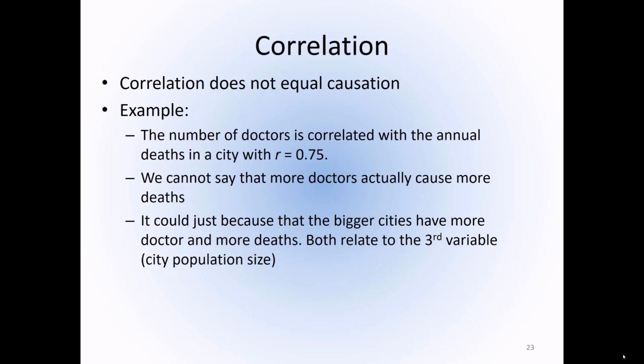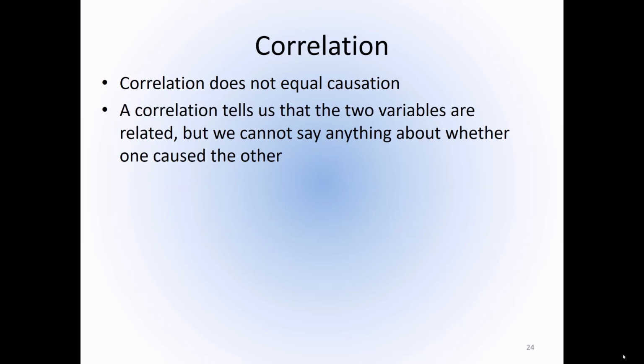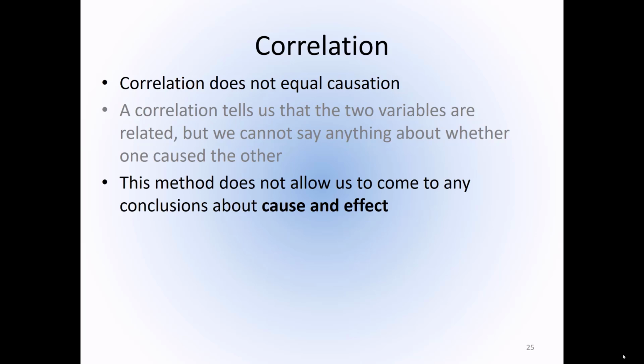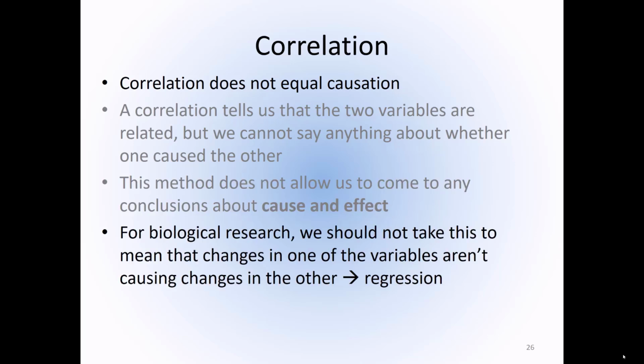It probably means that as a city gets larger, there's a higher population. We need more doctors to treat those potential patients, and potentially more people die on an annual basis. So there's a third variable, the size of the population, to which both of them are related. Correlation tells us if there's a relationship between two variables, but we can't say if one is causing the other. So we can't come to any conclusions about cause and effect relationships. We shouldn't take this to mean that there isn't a cause and effect relationship, but we can't use correlation to identify and describe it.